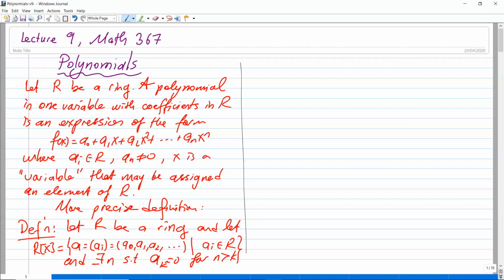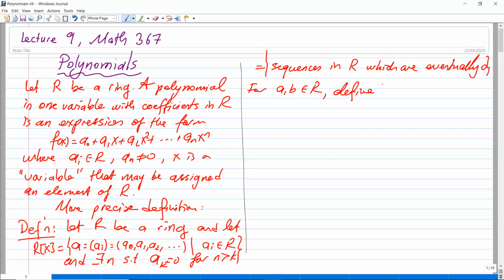That's a precise definition. Just like from calculus, these are sequences in R which are eventually 0. So that means after a certain place, all the terms are 0. So if you take two elements A, B from R[x], let's define addition and multiplication. Addition A plus B is just defined to be ai plus bi. Namely, it is just a0 plus b0, a1 plus b1, etc. But A times B is defined rather differently.